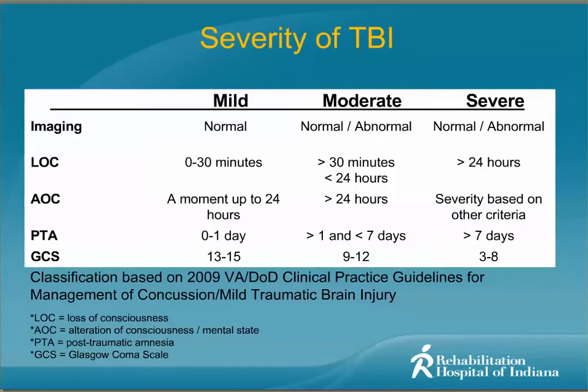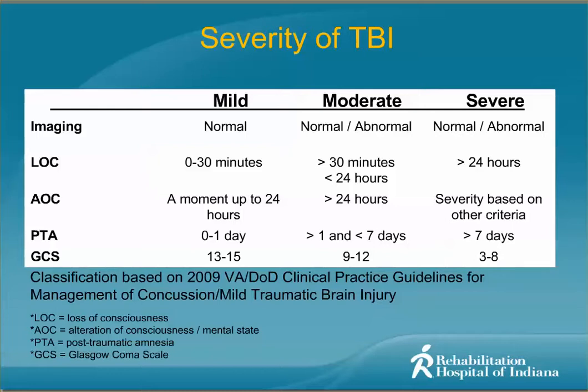Okay. Very briefly, I'll cover kind of how the grading or severity of TBI is determined. There's multiple factors. Those are listed there on the left. So they're looking at neuroimaging, length of loss of consciousness, whether or not there was an alteration of consciousness, post-traumatic amnesia, and Glasgow Coma Scale scores that are taken at the time of the injury.